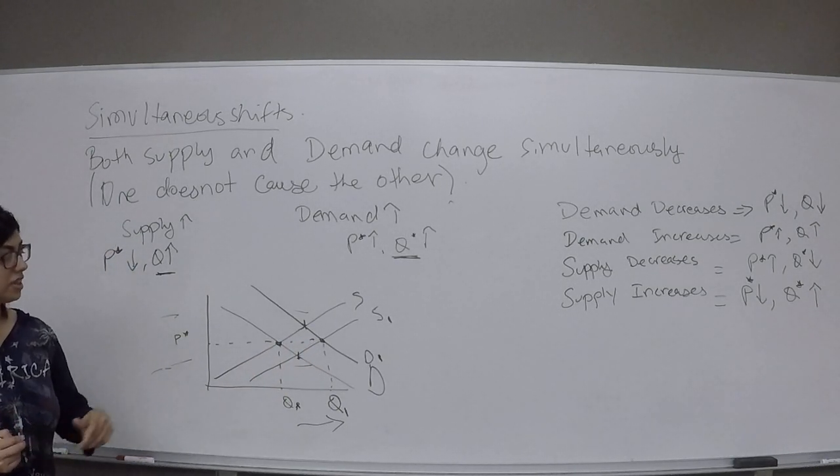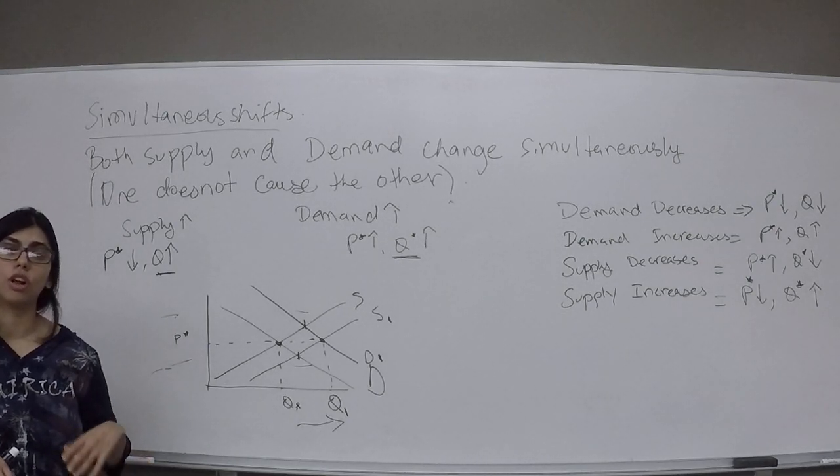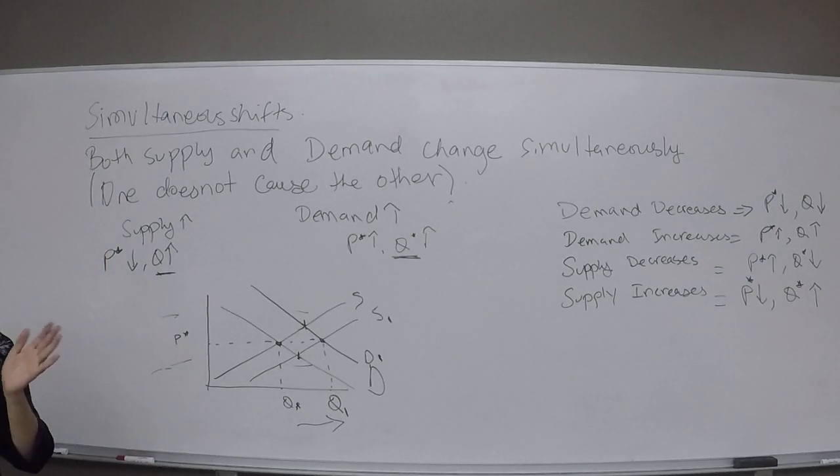Okay. So in the previous example, when we weren't sure about quantity, quantity could go up, could go down, or stay the same.